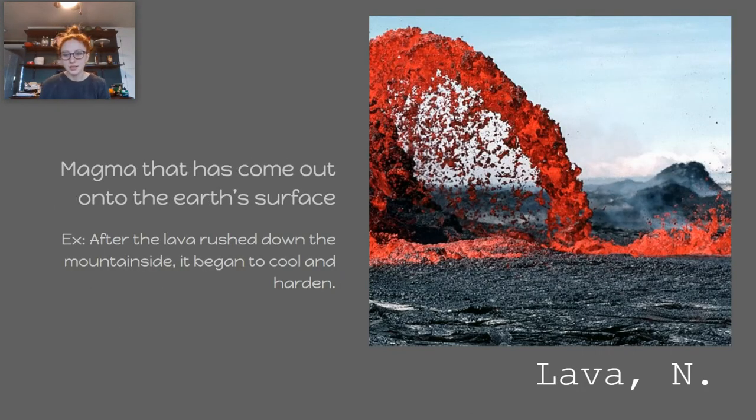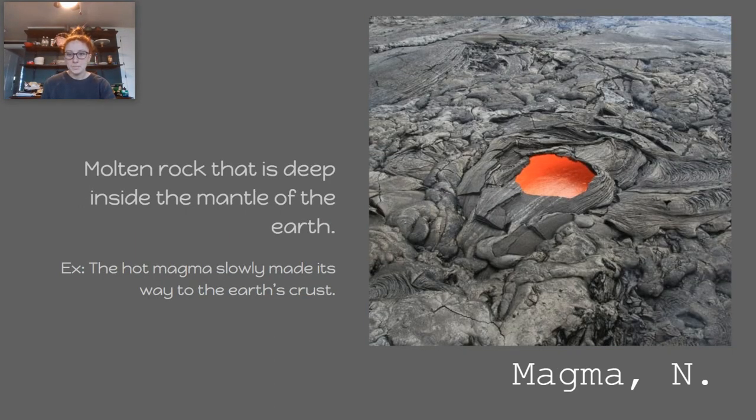Lava. Lava is a noun. Lava is magma that has come out onto the Earth's surface. After the lava rushed down the mountainside, it began to cool and harden. Magma is a noun. Magma is the molten rock that is deep inside the mantle of the earth. The hot magma slowly made its way to the earth's crust.